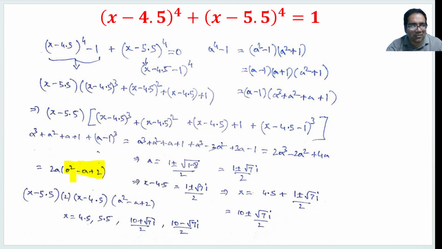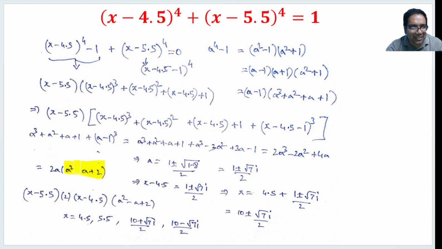Right, a square minus a plus 2. Let us solve this. What will this become? Minus b plus or minus root of b square minus 4ac, over 2a. We are getting imaginary solutions here. Minus b is minus 1, minus of minus 1 is just 1. Plus or minus root of 1 minus 4 times 2, which is 8. 1 minus 8 is minus 7. 1 plus or minus root minus 7 by 2. That means 1 plus or minus root 7 i by 2.